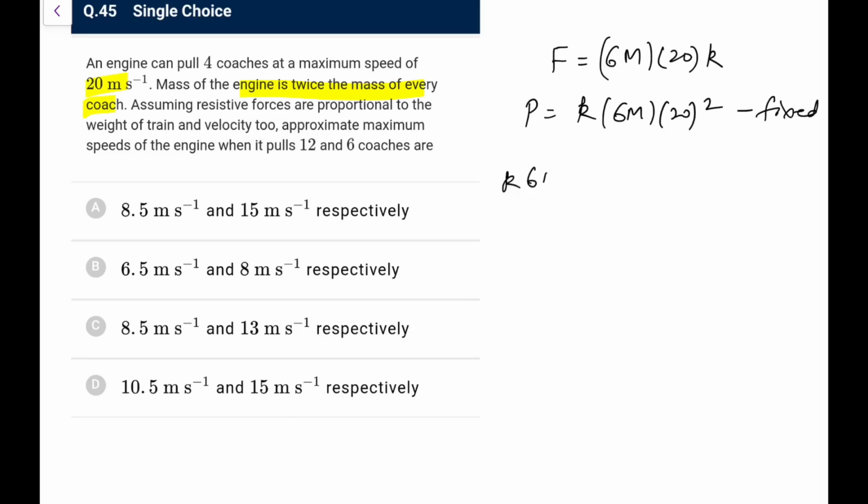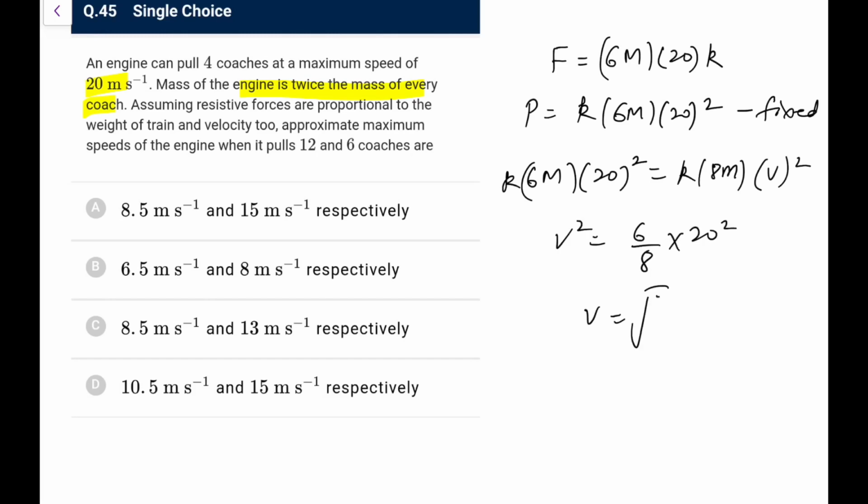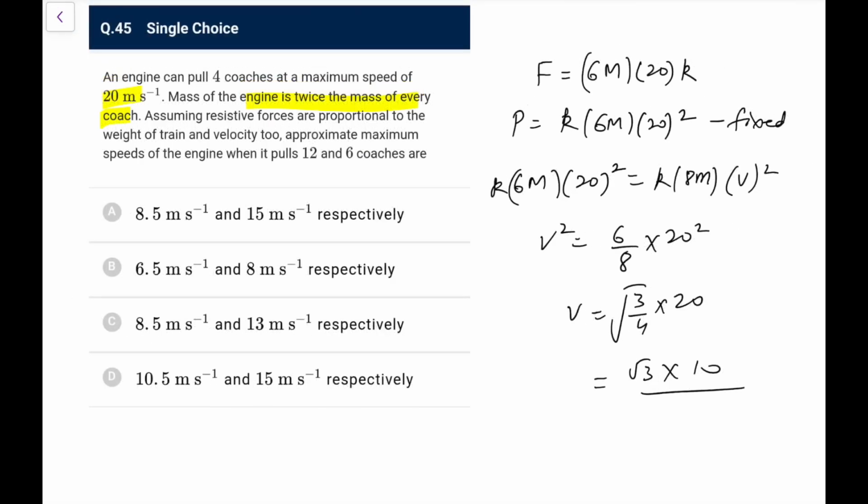So K into 6m into 20 square will be equal to, when it is pulling 6 coaches, the mass will become 8m and it will become V square. So V square will become 6 by 8 into 20 square, or you can say V will become root 3 by 2 into 20... root 3 by 4 into 20 means root 3 into 10, root 3 is 17.32. Yes, it is 17.32. Here none of the options is matching. They have given an answer for the question when it is only proportional to the weight of the train. Here they have written velocity too, so it would be proportional to V square. The solution by the NTA app is also wrong.